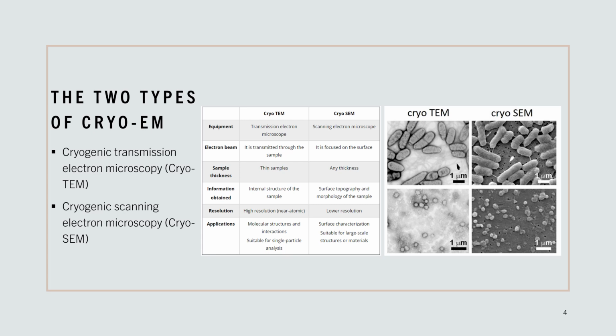Cryogenic scanning electron microscopy, also called cryo-SEM, is used to look at surface and topography of a sample and uses a scanning electron microscope. The sample must be fractured or cleaved to expose the inside of the sample, and the microscope creates a focused electron beam that scans the surface of the sample. Electrons are emitted as this interaction occurs and detected to create the 3D image. This method is used for larger structures and for surface characterization.